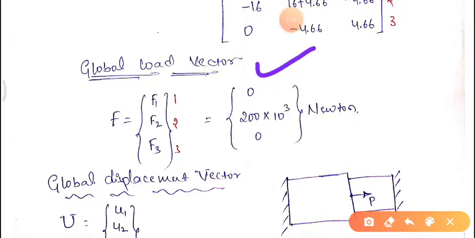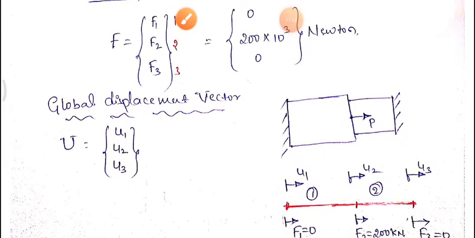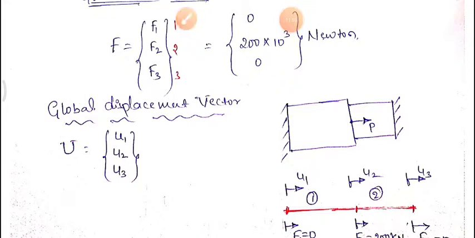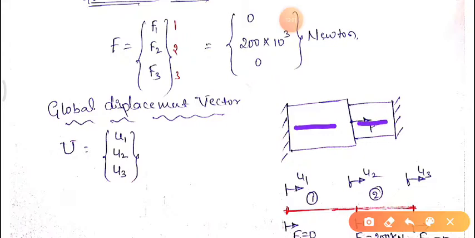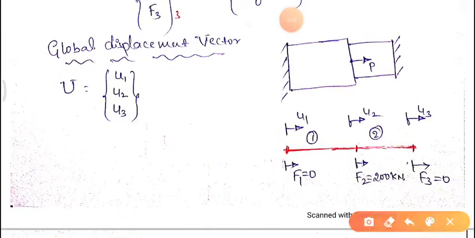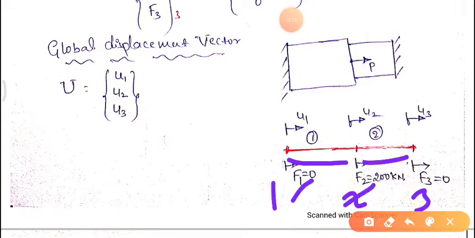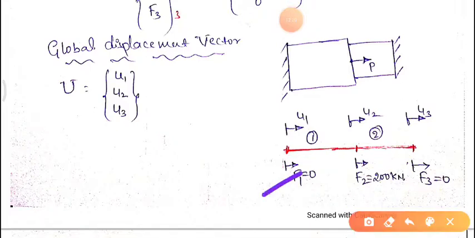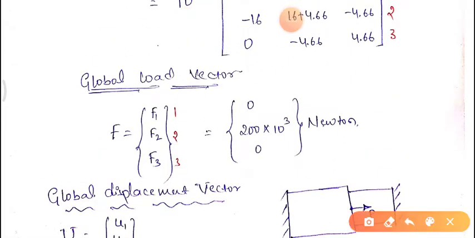The global load vector is nothing but the loads at the location of nodes. We have two elements, element 1 and element 2, and that is what you can see here. Each element is connected to nodes: the first to node 1 and 2, the second element to node 2 and 3. So we have force F1 at node 1, F2 at node 2, and force F3 at node 3. That is what I have written here, F1, F2, F3.